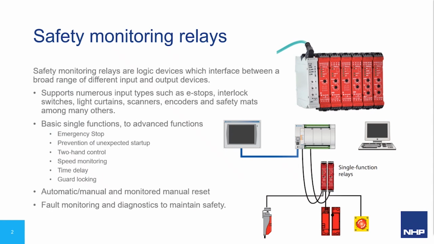Safety monitoring relays are special logic devices used within machine safety applications to perform various different tasks. They range from the most basic single functions like discrete on-off for emergency stop or interlocking, to more advanced functions like time delay and speed monitoring for guard locking functions. Often also called a safety relay, the safety monitoring relay's main function in a safety control system is not only to provide logic for safety functions, but also to perform the necessary fault monitoring and diagnostics to maintain safety integrity. This makes them a critical component in any high-risk safety application where diagnostics are essential.